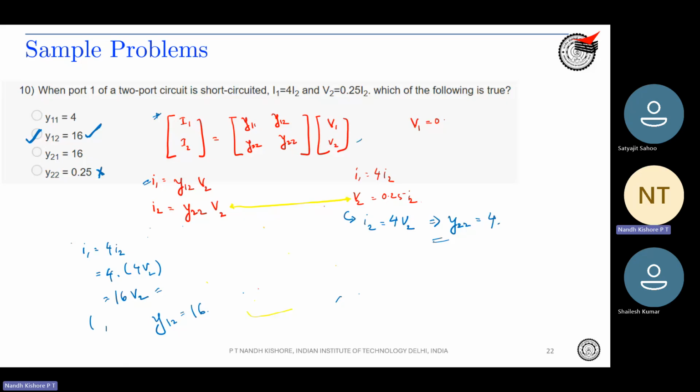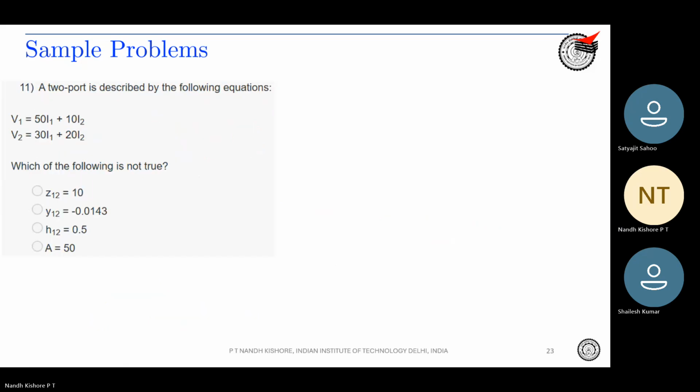Okay, so we'll move to the next question. A two-port network is described by the following equations. V1 is equal to 50 I1 plus 10 I2. V2 is equal to 30 I1 plus 20 I2. So what parameter is given over here? V1, V2 as a function of I1, I2. So basically Z parameters.